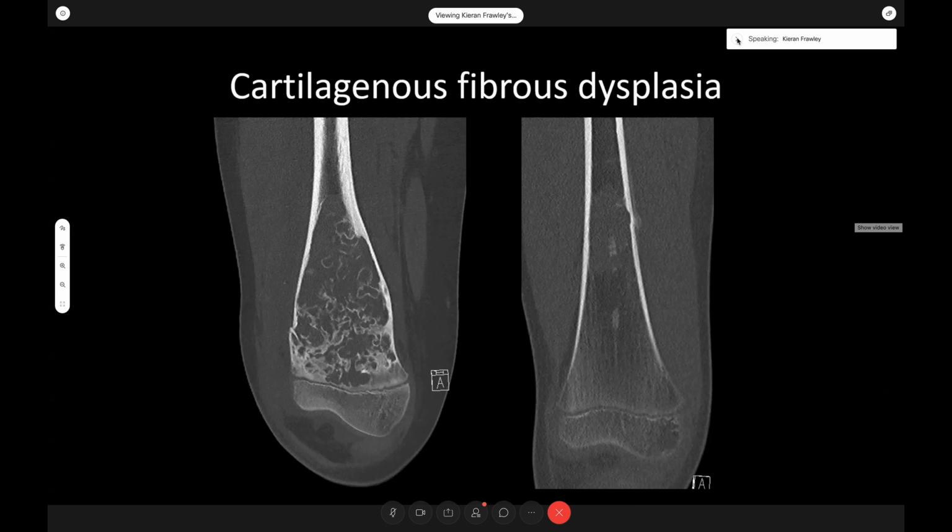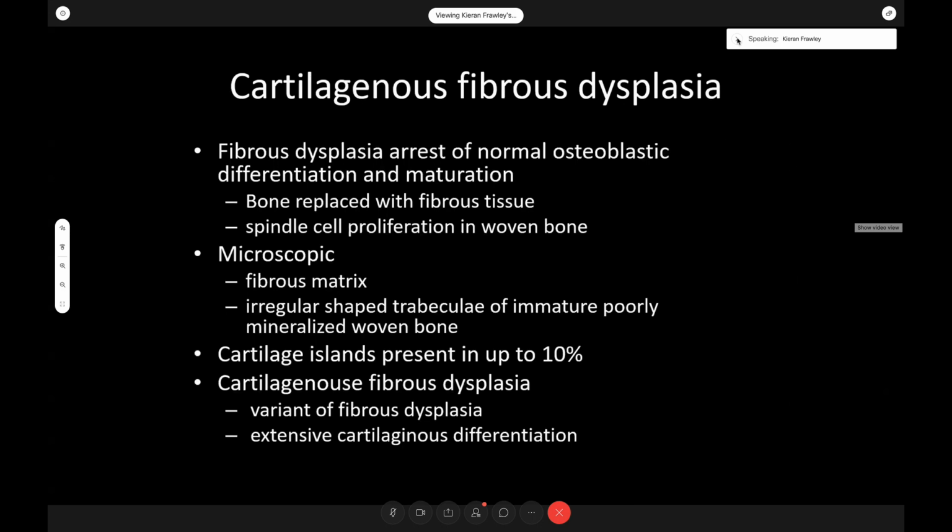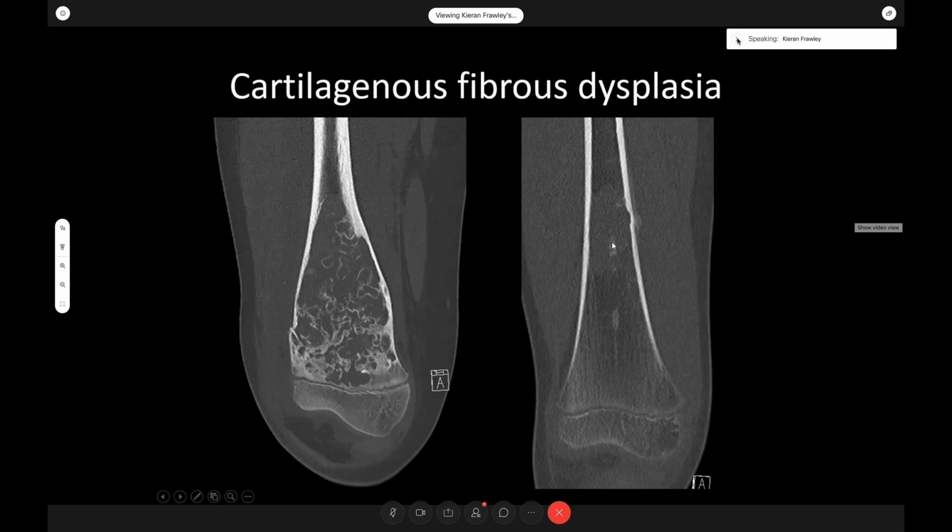But it doesn't look exactly the same. If we look at fibrous dysplasia, you can get cartilaginous islands present up to 10%. But cartilaginous fibrous dysplasia is a variant of fibrous dysplasia where you have extensive cartilaginous differentiation. So I almost wonder if our pathologists, having seen the first case, saw a bit of cartilage in the next one and called it the same. I don't know, it just doesn't look quite the same radiologically. Maybe there's a bit of calcification here, a bit of a whorl there. I'm not sure what the definition is of how much calcification you have to see to make the diagnosis.